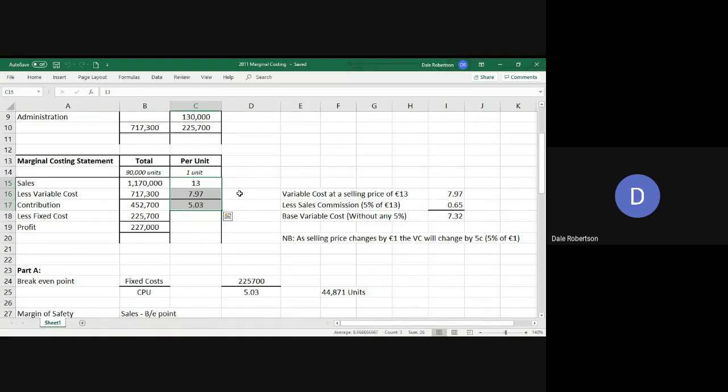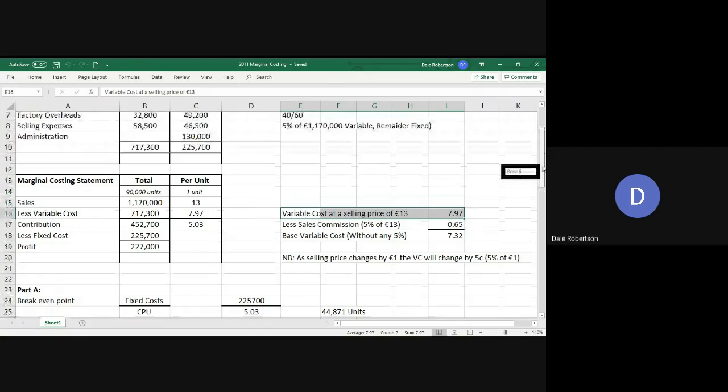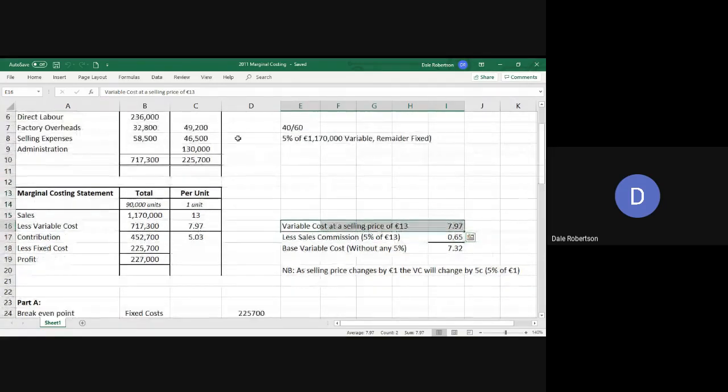Now, we have to do a bit more work with this 7.97, because that is the variable cost, but only when the selling price is 13 euro. Remember, and I'm just going to go back up here slightly, that this number contains 5% of sales. So per unit, if the sale is 13 euro, then 5% of that is 65 cent. And if you take that out, the base variable cost is 7 euro 32, which is the variable cost without any 5%.